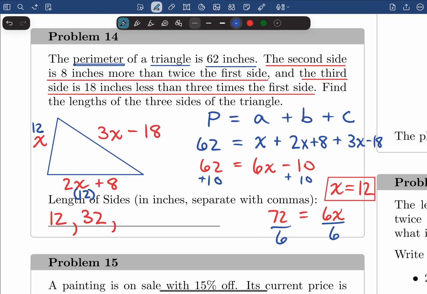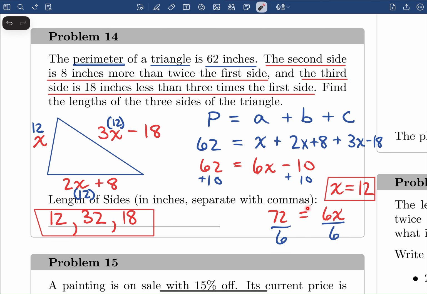And now let's take 12 and plug it in right here for x. 3 times 12 minus 18. Well, 3 times 12 is 36, and 36 minus 18 gives me 18. All right, so we have found the third side length. And so now here are the 3 side lengths of the triangle separated with commas, and in terms of inches. So these are inches in length.